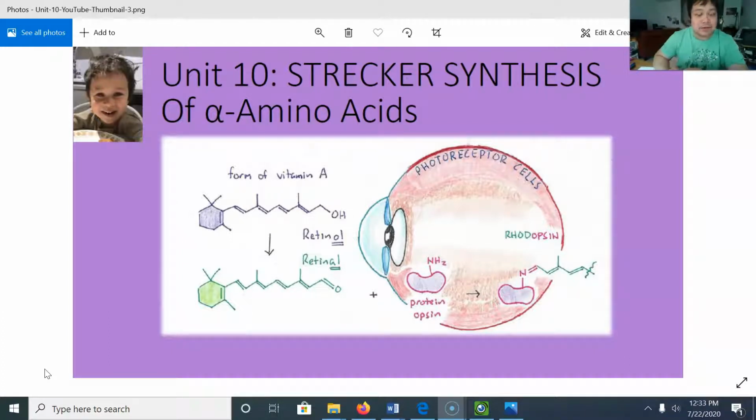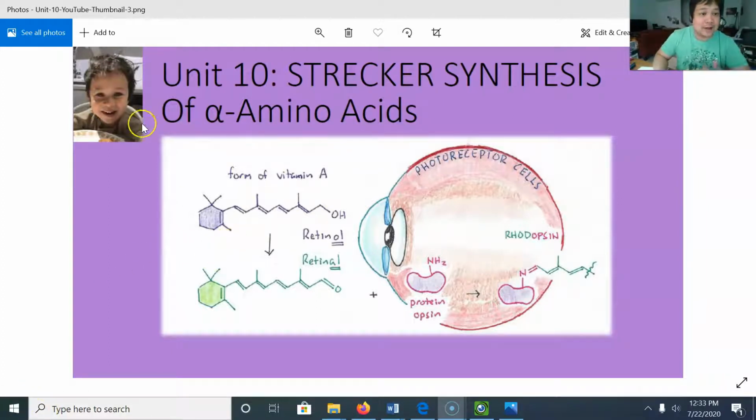Unit 11, proteins, will focus more on properties and structure of large proteins, primary, secondary, tertiary, and quaternary structures. Most of the organic chemistry I'm going to reserve for other units. So we're going to do Strecker synthesis, a very, very popular topic on the MCATs I've heard.